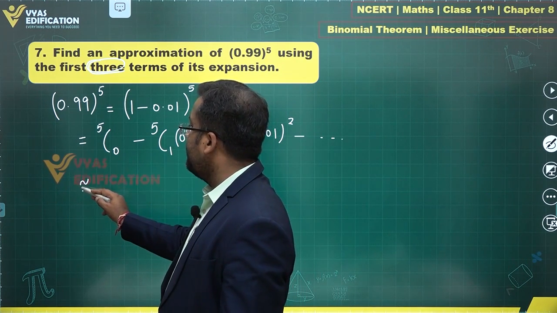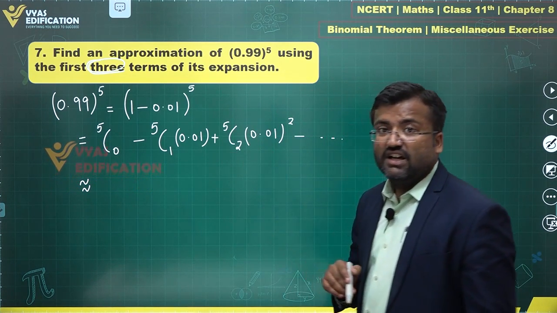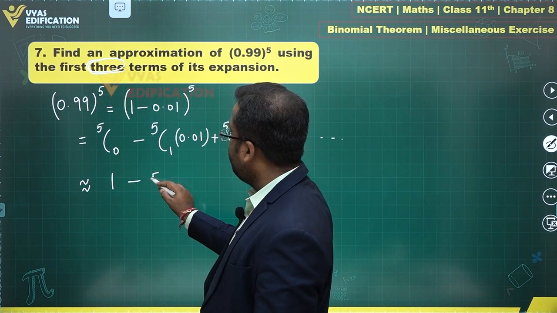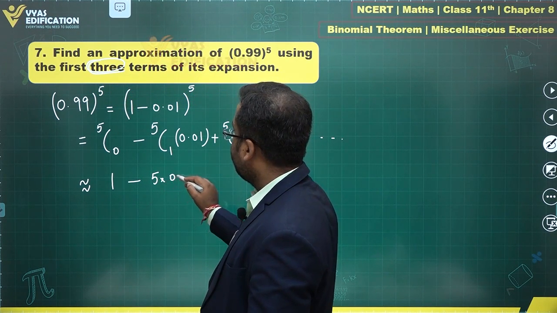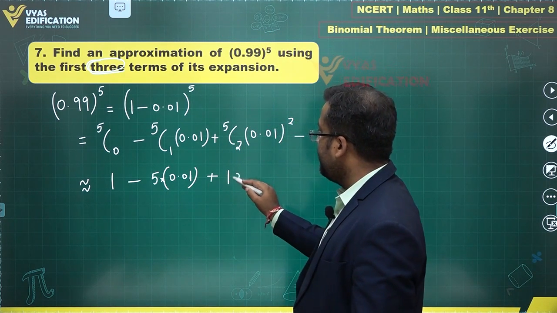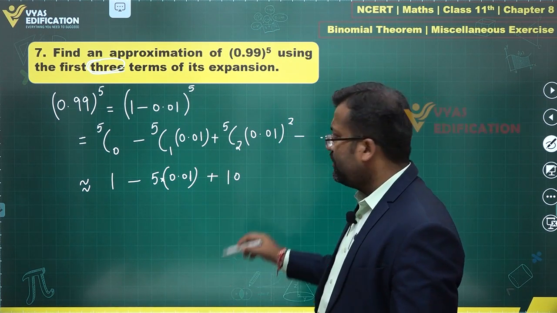So this is approximately equal to, since we are looking at approximation, 5c0, which is 1, minus 5 times 0.01, plus 5c2, which is 10 times 0.01 square. What is that?